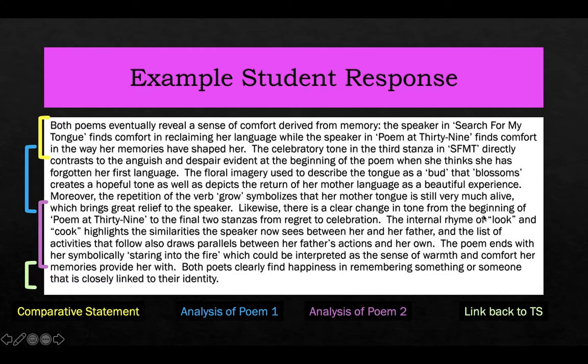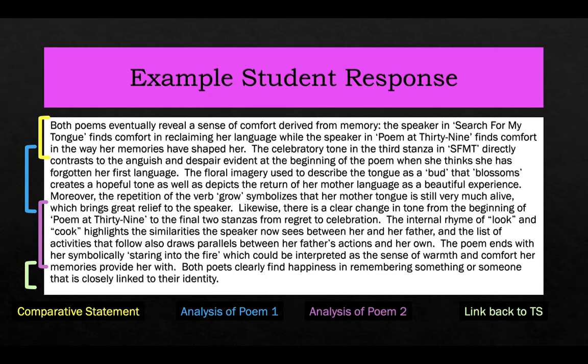The internal rhyme of look and cook highlights the similarities the speaker now sees between her and her father, and the list of activities that follow also draws parallels between her father's actions and her own. The poem ends with her symbolically staring into the fire, which could be interpreted as the sense of warmth and comfort her memories provide her with. So this all focuses on where she gets her sense of comfort from. And we've talked about internal rhyme, we've talked about listing, and we've talked about symbolism. So here we've got language and structure as well.